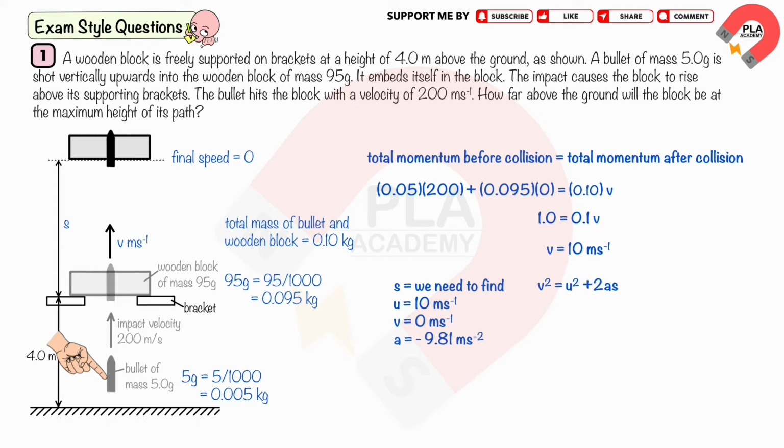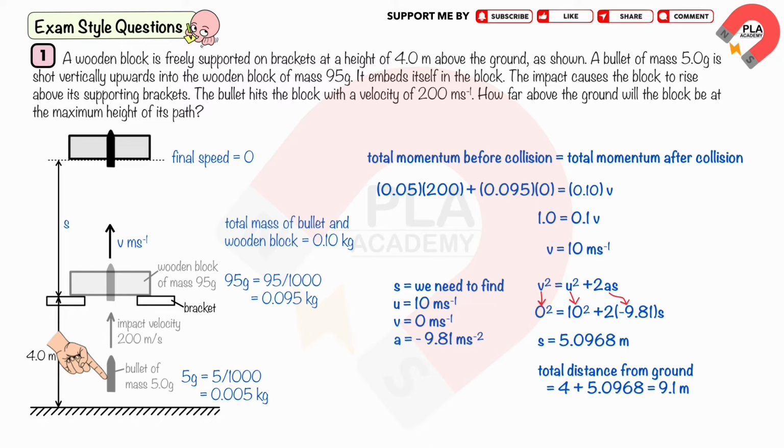We calculate the displacement s by v squared equals u squared plus 2as. Substituting v equals 0, u equals 10, a equals negative 9.81, we get the displacement s equals 5.0968 meters. So, the total distance from the ground equals 9.1 meters to two significant figures.